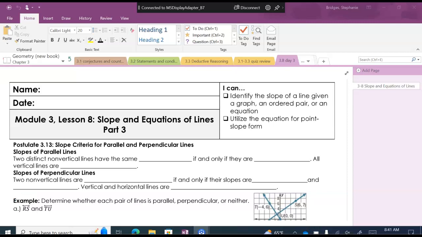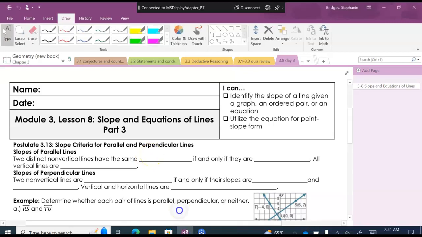All right, so we're going to start talking today about parallel and perpendicular lines and what relationships their slopes have. Because we're going to be asked to write equations of lines parallel to a certain line and lines perpendicular to a certain line. So, two distinct non-vertical lines have the same slope. That's the first word we should fill in, slope, if and only if they are parallel. So that's the key thing there.